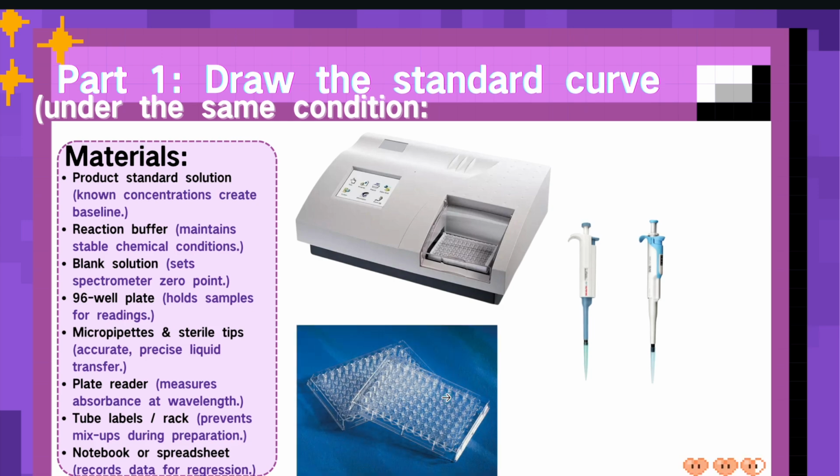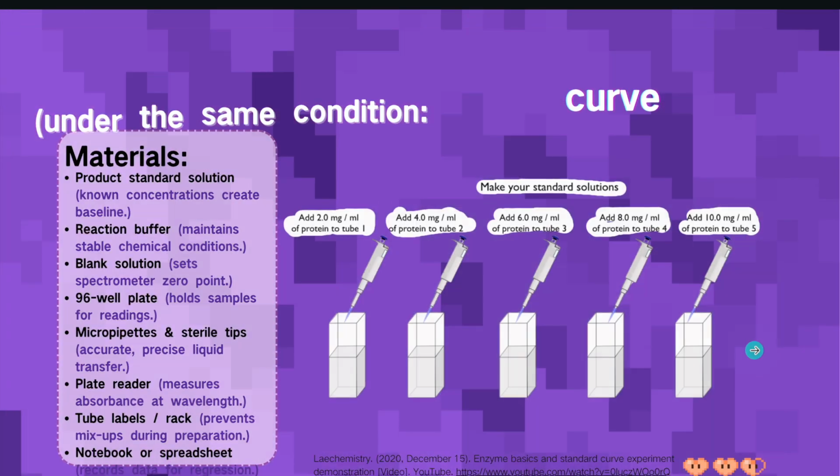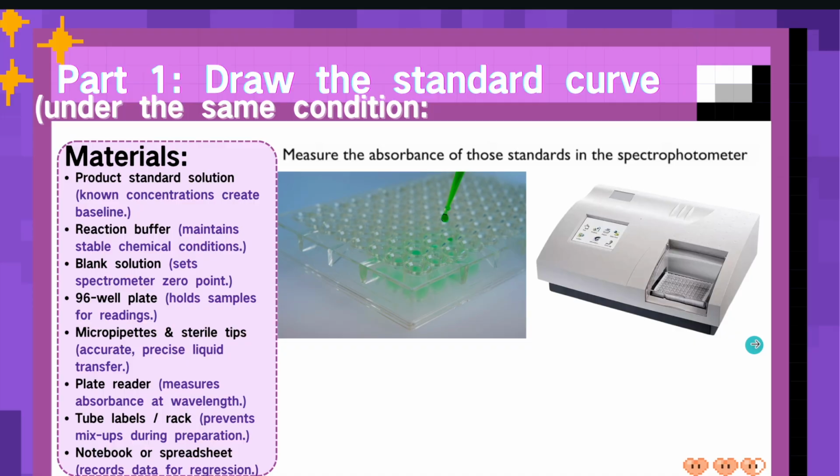So here, let's come to the experiment of the first part. These are the materials that will be used, and this is the plate reader, which will measure the absorbance at specific wavelengths. This is the micropipette and the tips. This is the 96-well plate. In the first step, you will make standard solutions. Then, we will put the standard solutions in the 96-well plates.